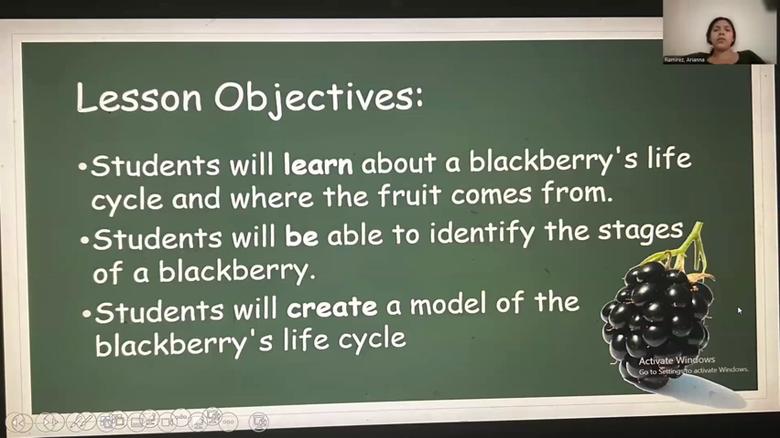Okay, so our objectives today were to learn about the blackberry's life cycle and where the fruit comes from. We would also be able to identify the stages of the blackberry itself, and you'll be able to create a model of the blackberry's life cycle.